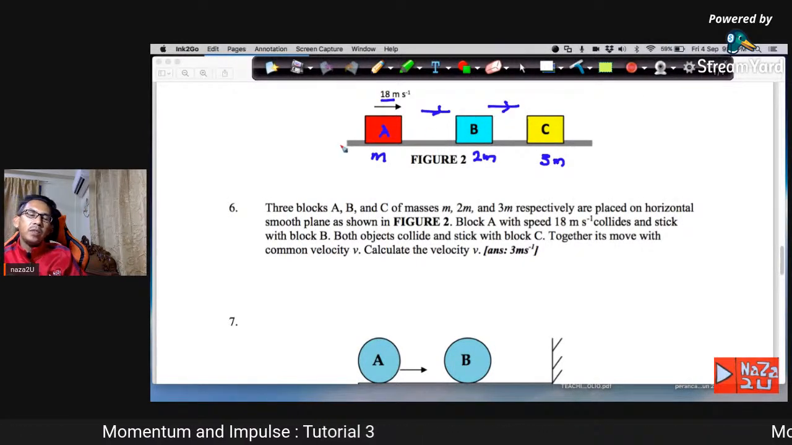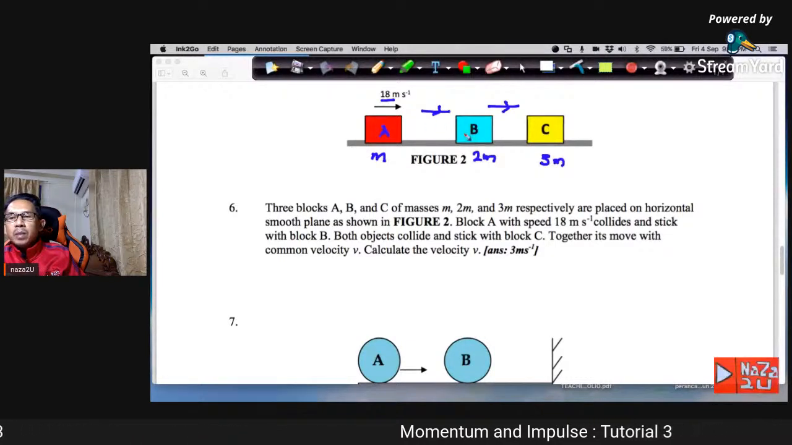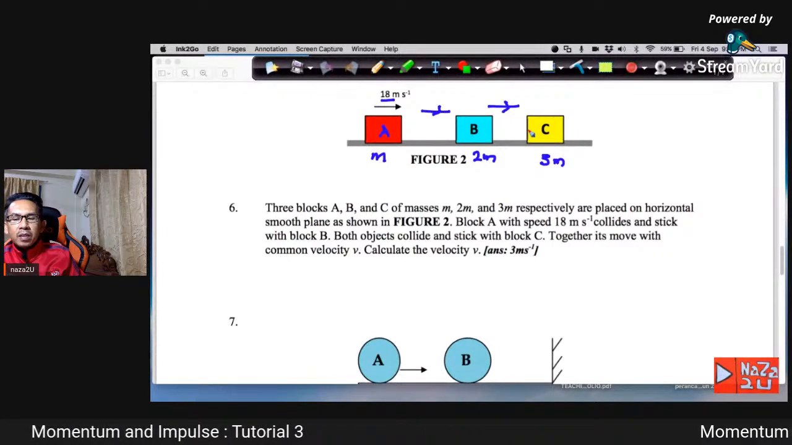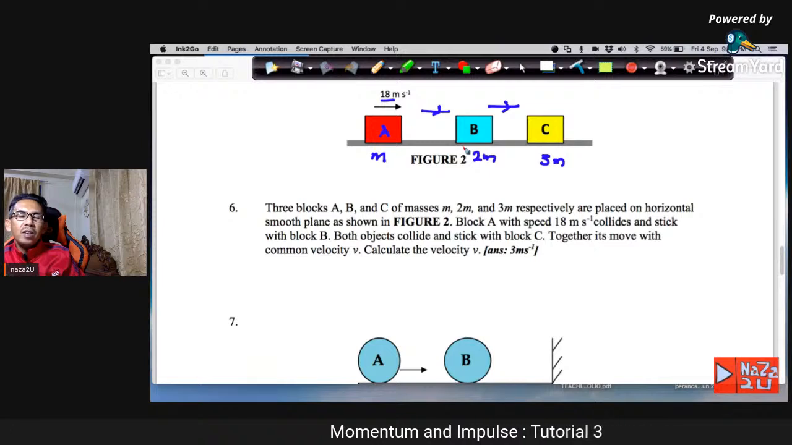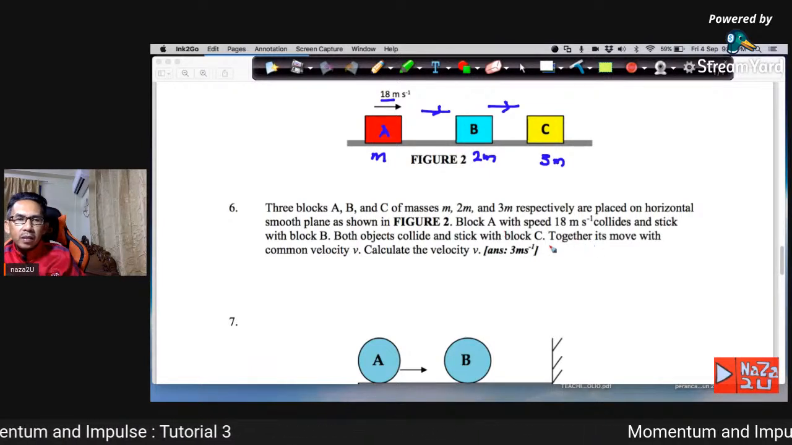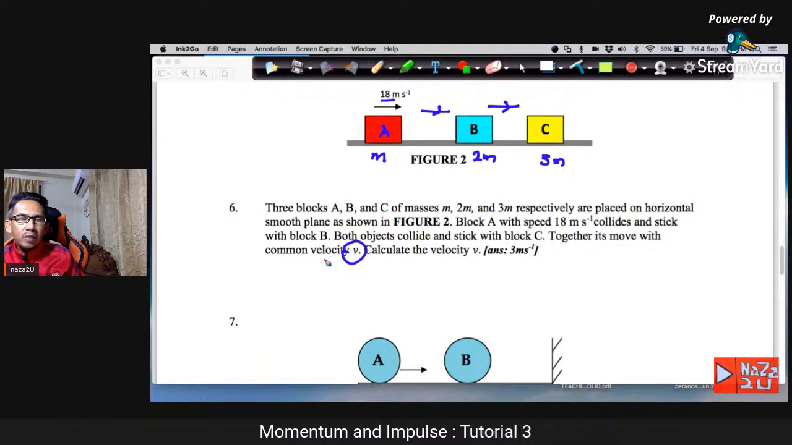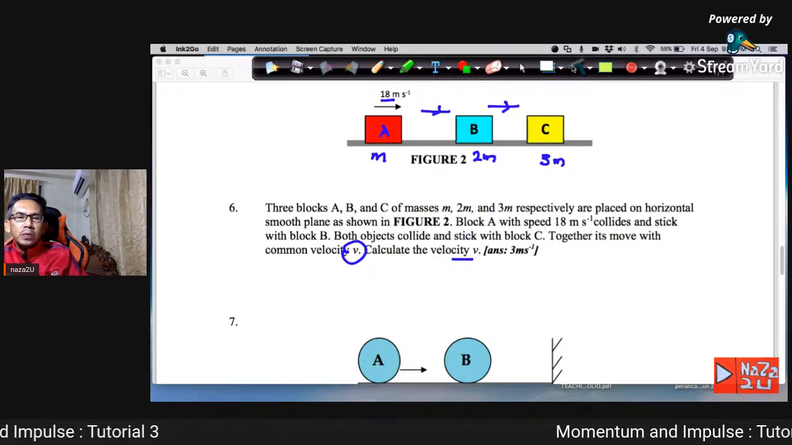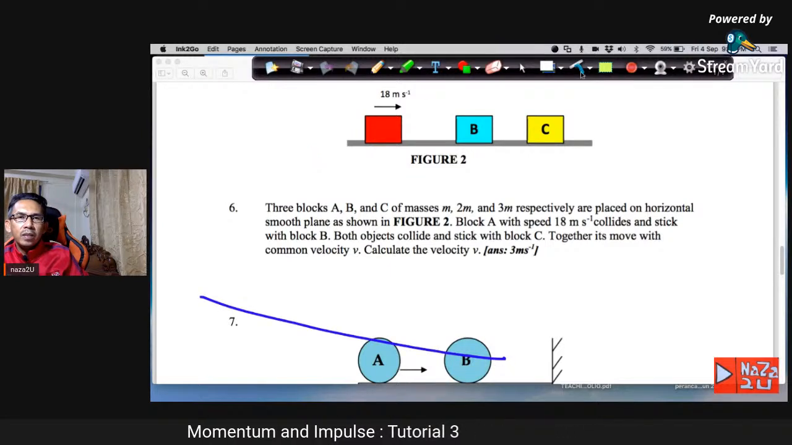Maksudnya, first block A dia langgar dengan block B, and then dia bergabung, melekat, terusnya berlanggar dengan block C, and dia melekat juga. So kalau kita tengok kat sini dia merujuk kepada inelastic collision. So the question asks you to calculate the velocity V, with which it moves. Calculate velocity V.